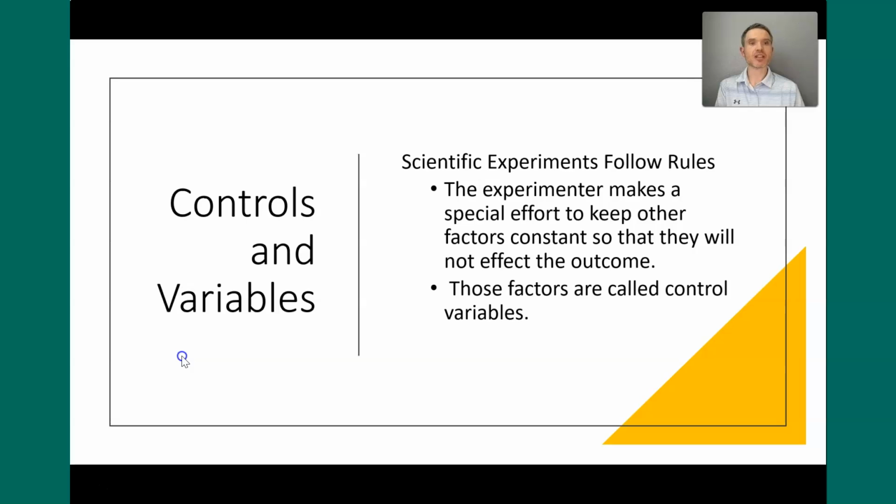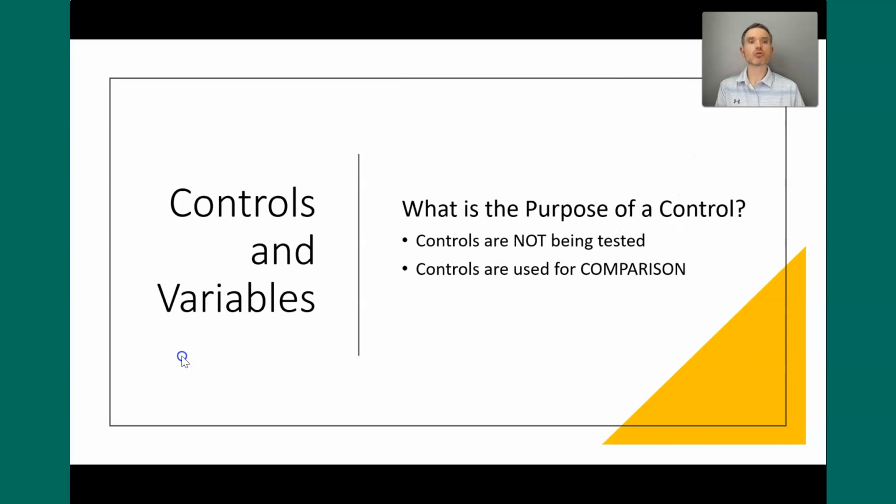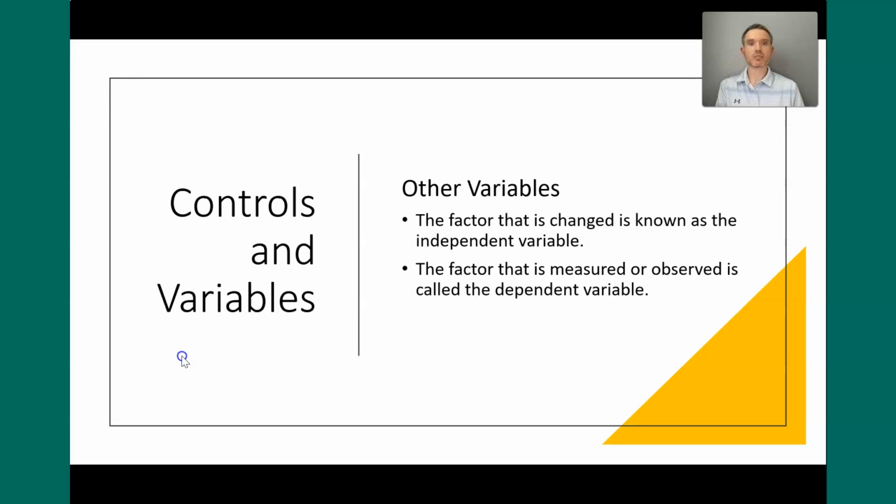All good scientific experiments follow the following rules. The experimenter makes a special effort to keep other factors constant so that they will not influence the outcome. These factors are called the control variables. So what is the purpose of the control? The controls are not being tested in the experiment. These allow us to compare our results of our experiment to. The other variables that we use in the experiment are the independent variable and the dependent variable. The factor that is changed is what we define as the independent variable, and the factor that we measure or observe is called the dependent.